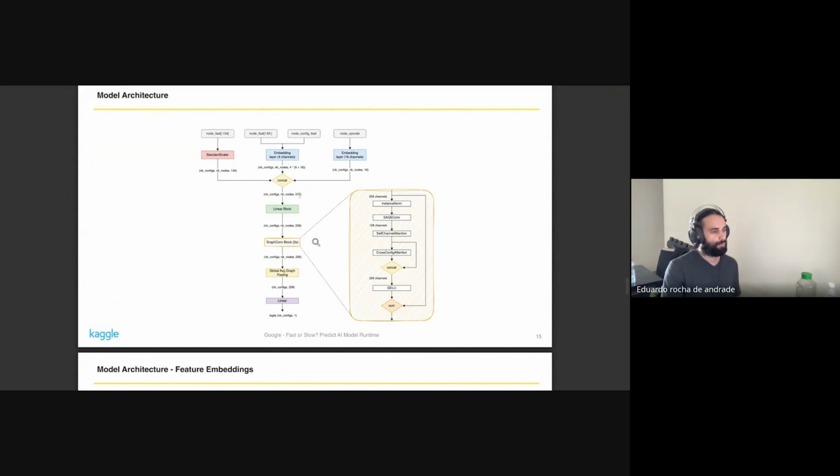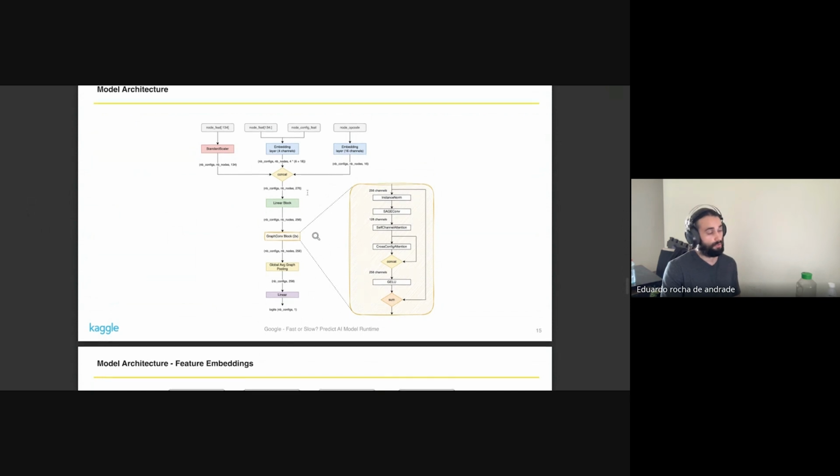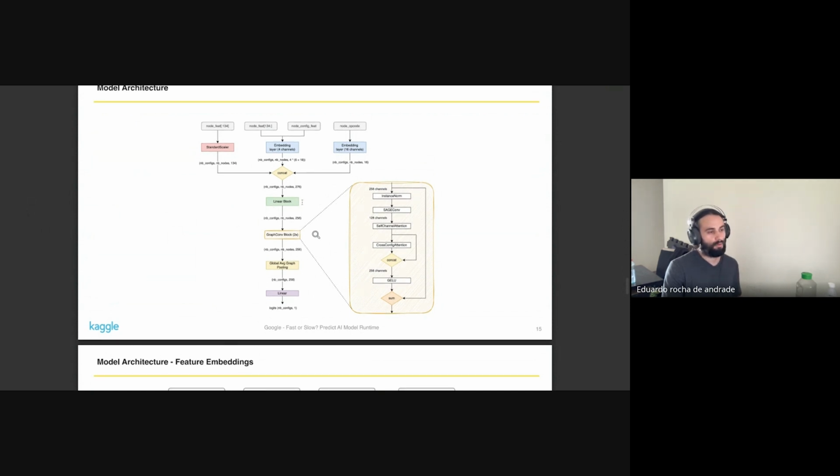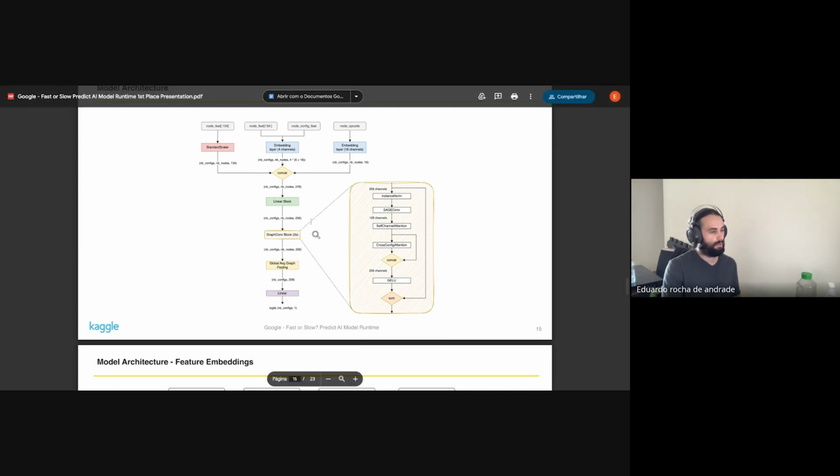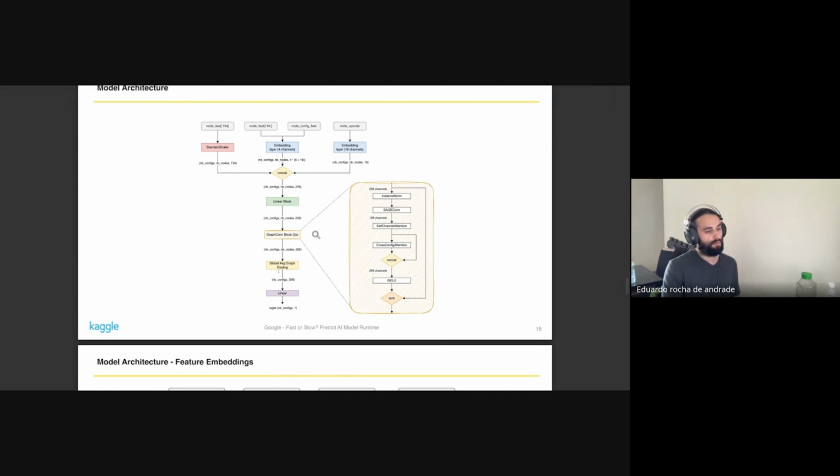Then we concat everything to get a tensor of number of configs, number of nodes in the graph, and 276 channels. Then we have a first linear block just to embed these raw features. And then we proceed with 2 convolutional blocks. I'll explain the blocks in more detail later. And then finally, after the convolutions, we have a global average pooling, which will basically reduce the graph into a single vector. And then finally we have the linear layer with the logits.